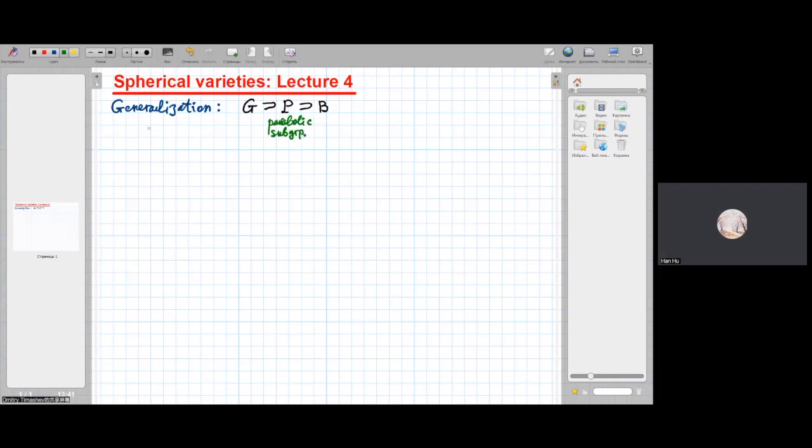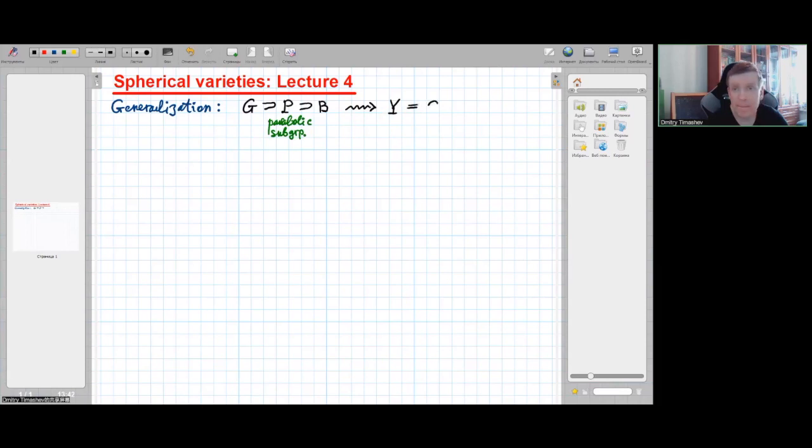Okay, and to such a subgroup, we can associate a homogeneous variety, G modulo P, which is called a partial flag variety. Or maybe better to say generalized partial flag variety. Generalized, I put it in brackets, partial.